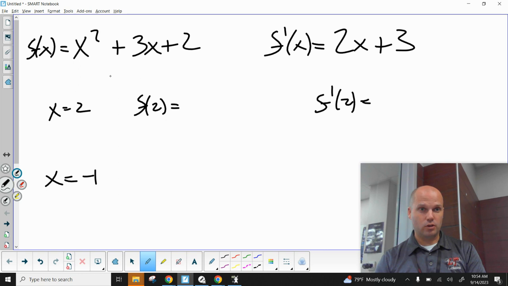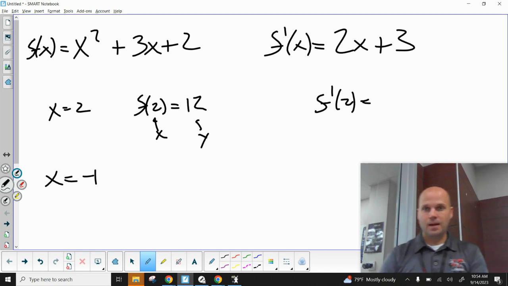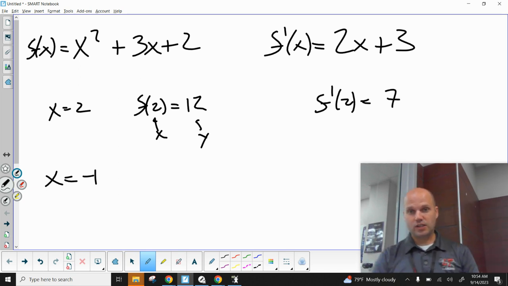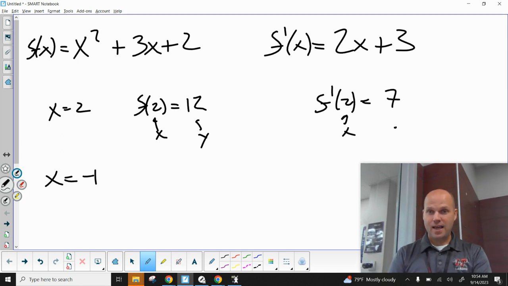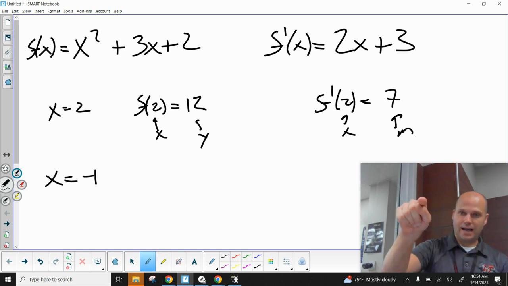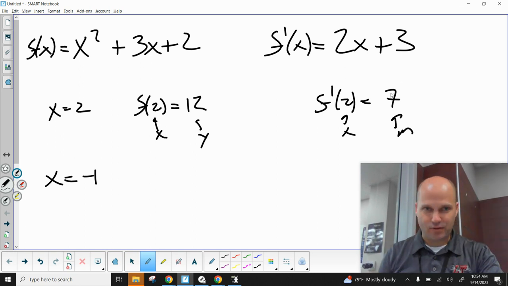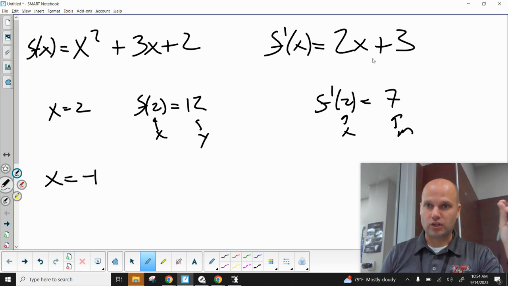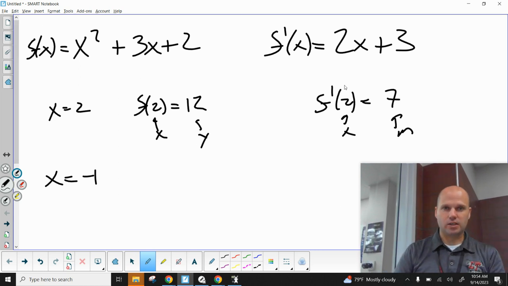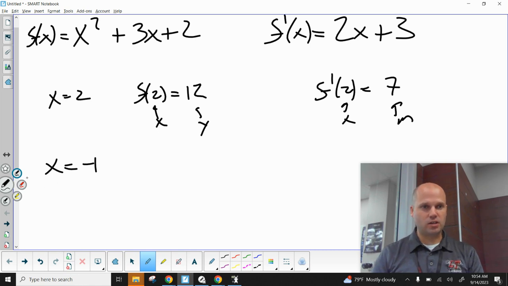So I get 2, 12, x, y. I get 2, 7, x, m. That's the slope of the tangent. It's 7. At x equals 2, this function is increasing 7 y's per x. Give me an equation of a tangent. Y minus y1 equals m times x minus 2.